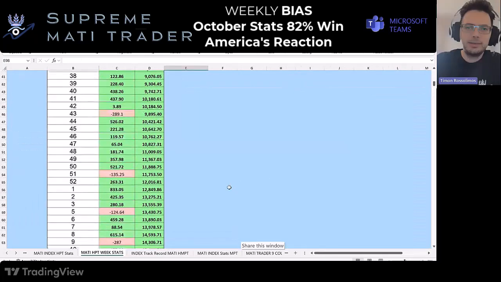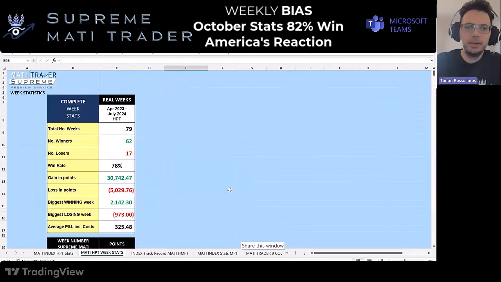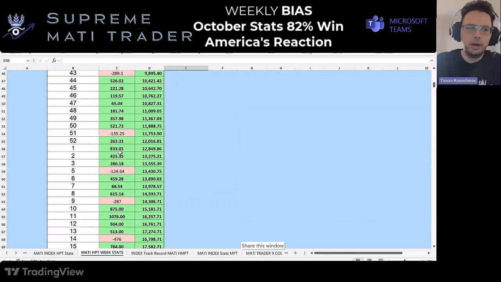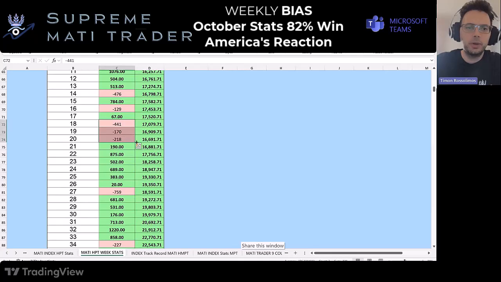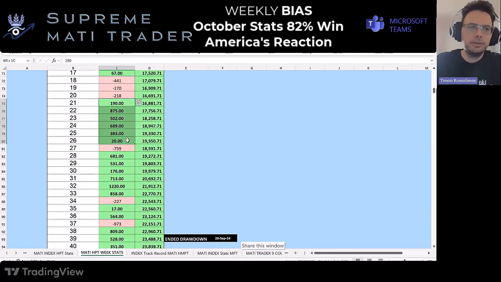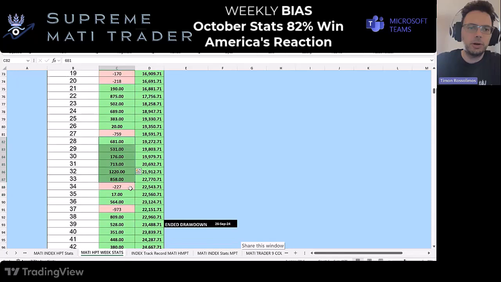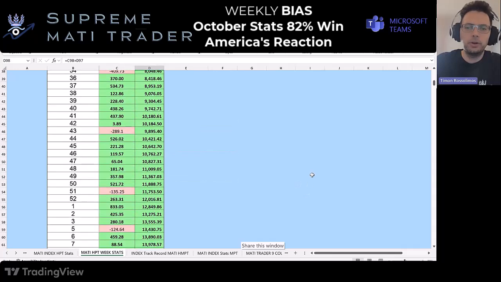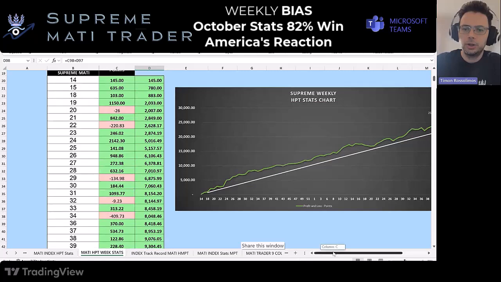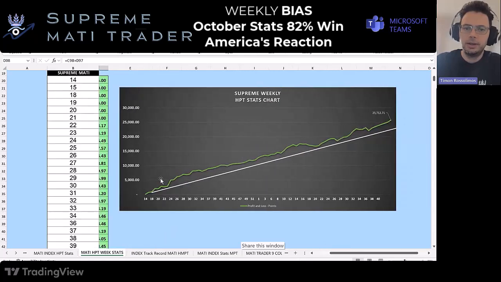The weekly stats, you can see over here, we are majority green. There are times where we have 3 losing weeks in a row. It's going to happen. There are times where we have 6 winning weeks in a row. Now we've had 7 winning weeks in a row. We ended the drawdown on 26th of September 2024, okay? And since then, the portfolio has just been going to all-time highs on a weekly basis. So take a look here. The chart looks fantastic, okay?